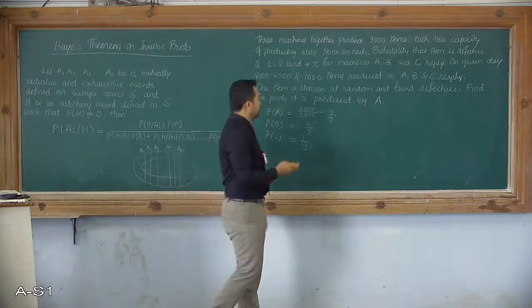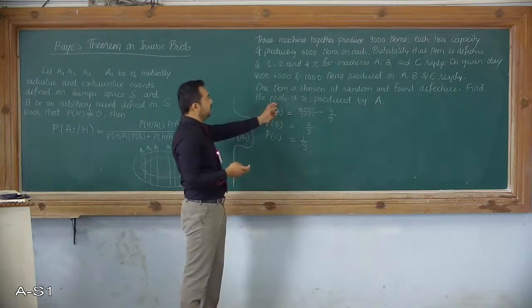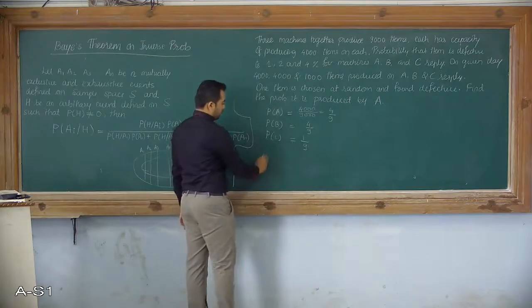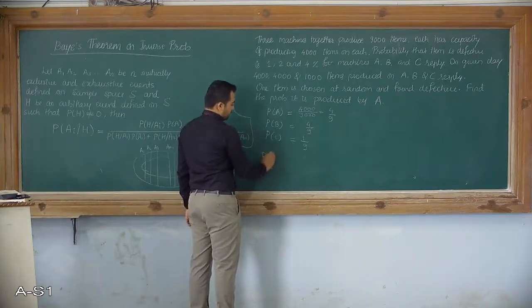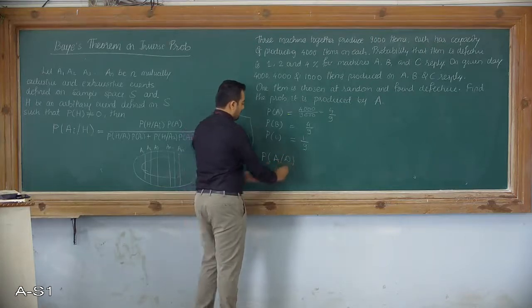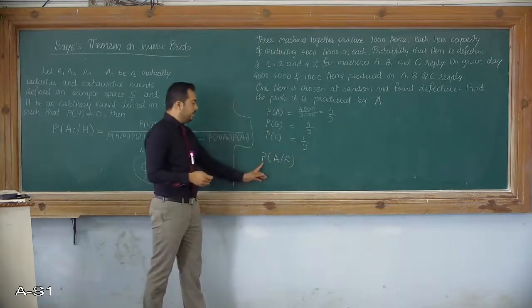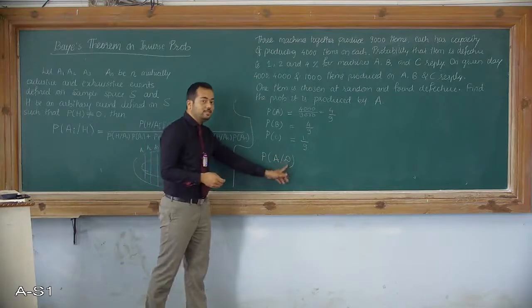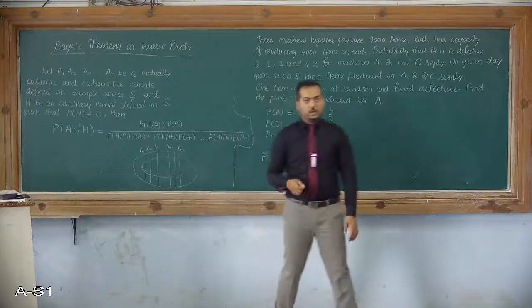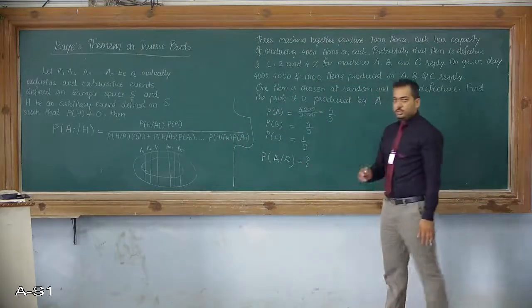Alright, so what we need to find out is whether the item is produced by A, given it is defective. We need to find the probability that the item is produced on A given it is defective. This is what we need to calculate.